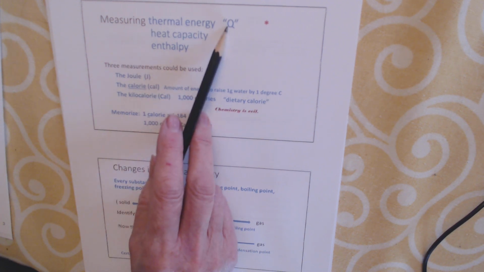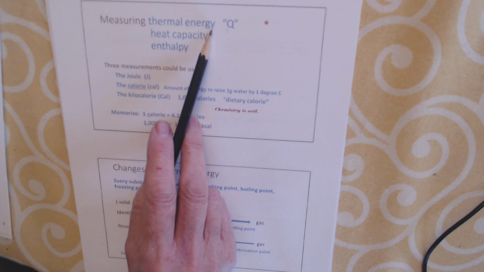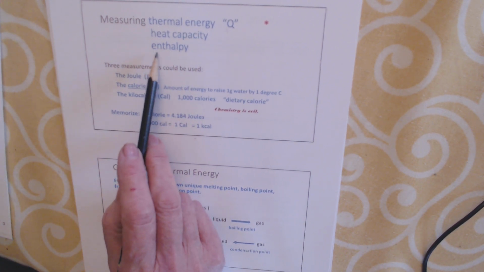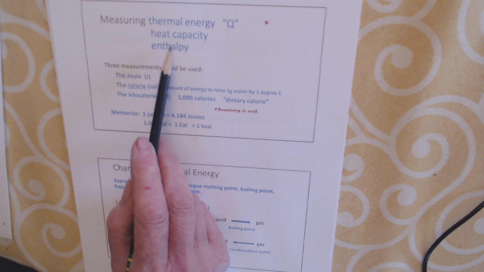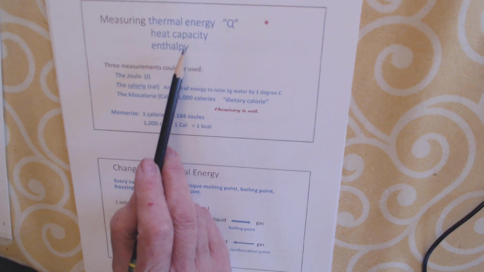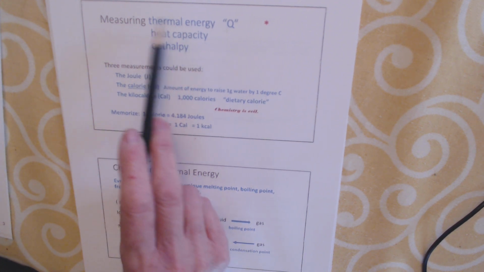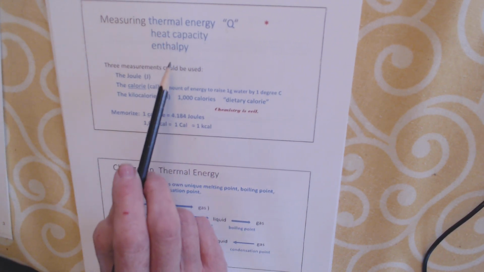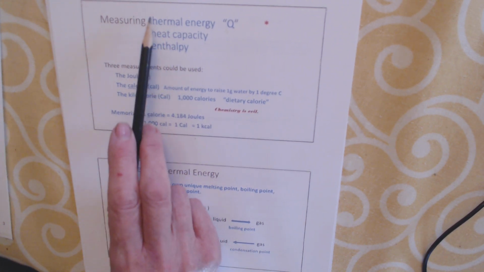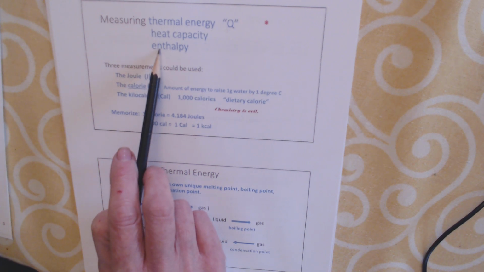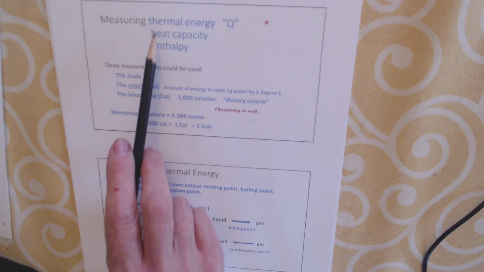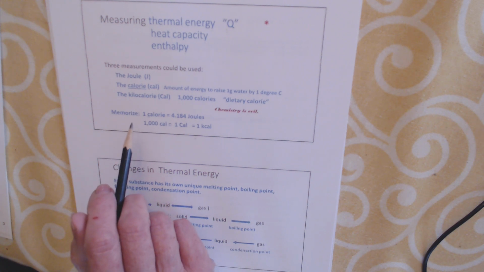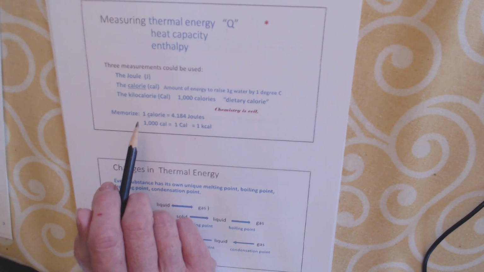But know that we use Q to represent thermal energy, which is the same thing as heat capacity, which is the same thing as enthalpy. Okay? So in other words, it's the amount of heat that that object, whatever it is, or system, currently has. All right? So all three of these words are interchangeable, and you could see any of them on any discussion or test or slide as we go forward. Okay?